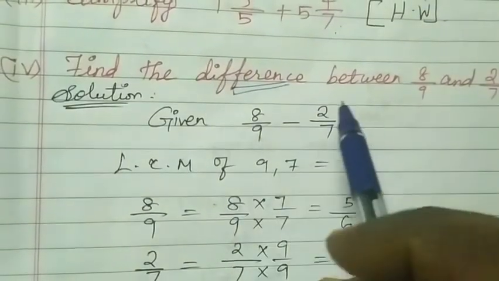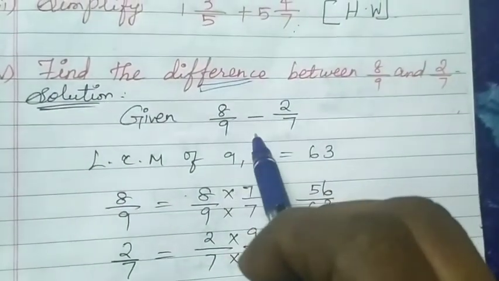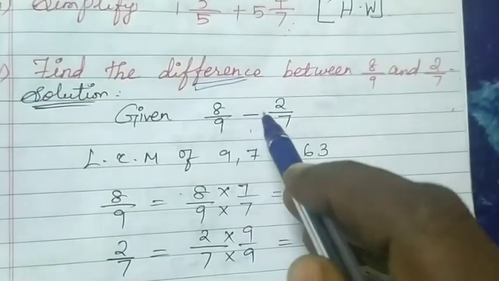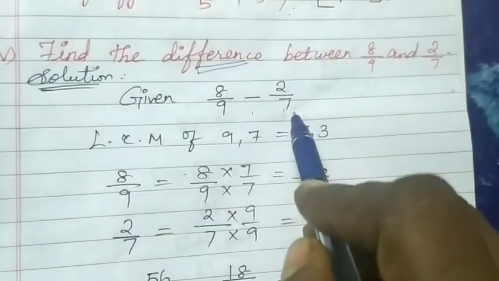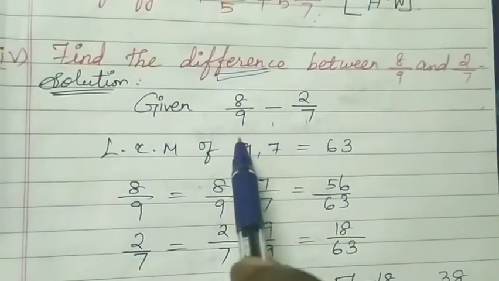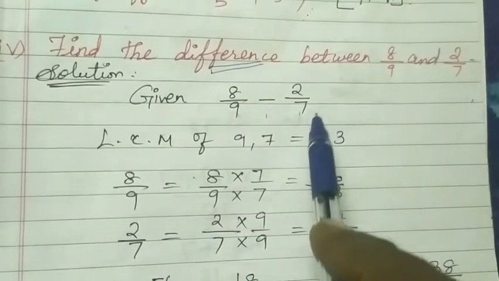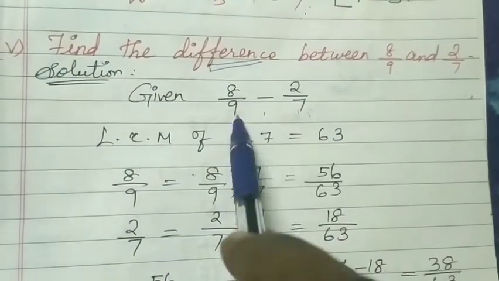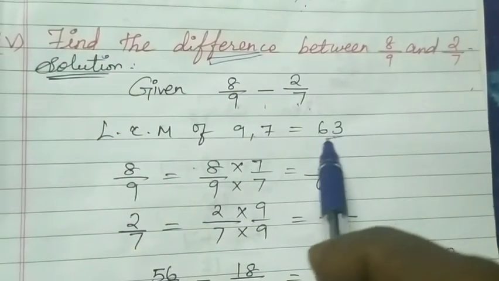Find the difference between 8 by 9 and 2 by 7. Difference means subtraction, so 8 by 9 minus 2 by 7. First we need to see the denominators, 9 and 7. The denominators are different, so we need to take the LCM of 9 and 7. It does not come in the same table, so we take 9 7s are 63. That is the LCM.